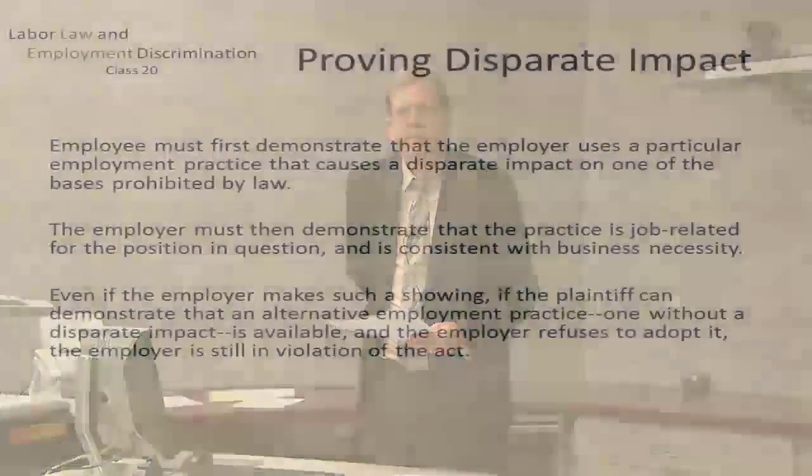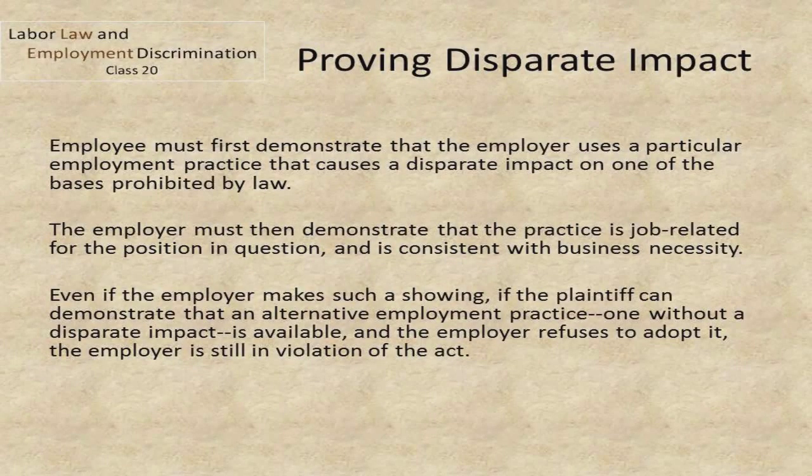if you will. What the employee in an impact case has to show, here's what it all comes down to, is that the employer uses a particular employment practice that causes a disparate impact against one of the classes protected by Title VII or the state laws. Basically, the employee has to show that the employer uses a particular employment practice that causes a disparate impact on one of the protected classes.